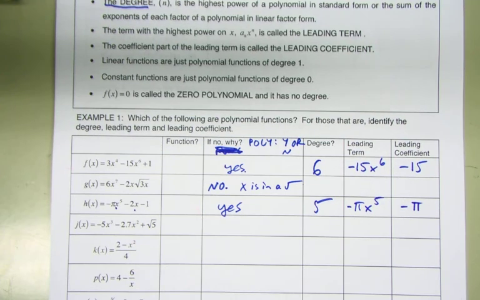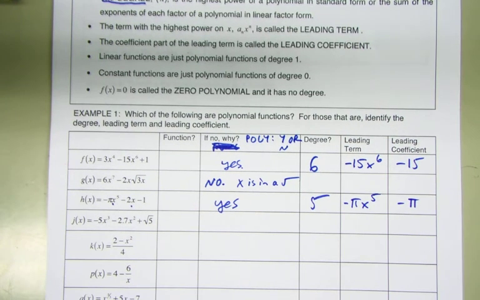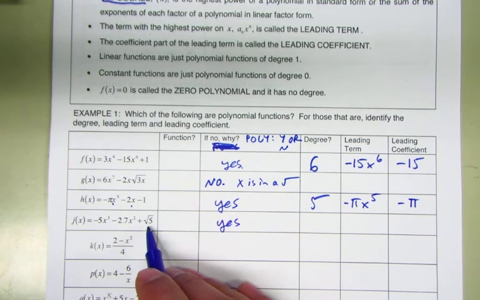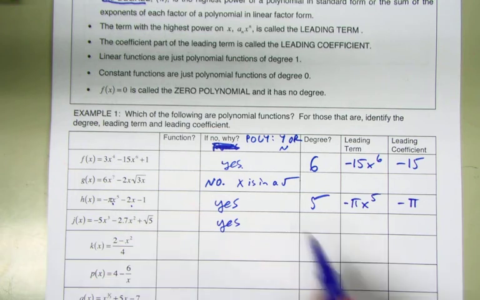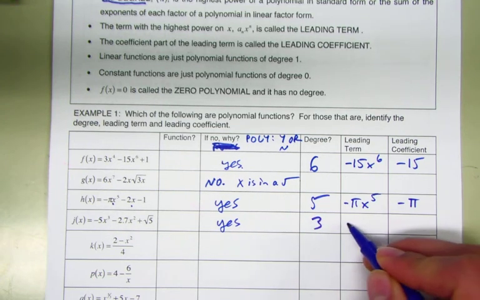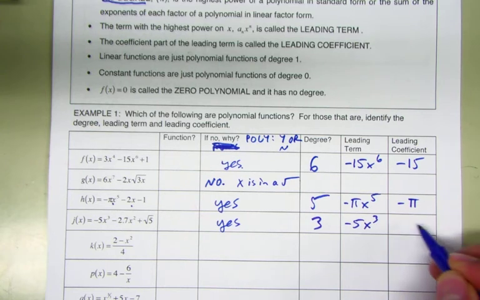What about J? Is that one a polynomial? This one is, yeah. Because there's no x in this radical. This is just a real number constant. We have x cubed and x squared, so we're good. What's the degree? Leading term? Okay, and leading coefficient is negative 5.